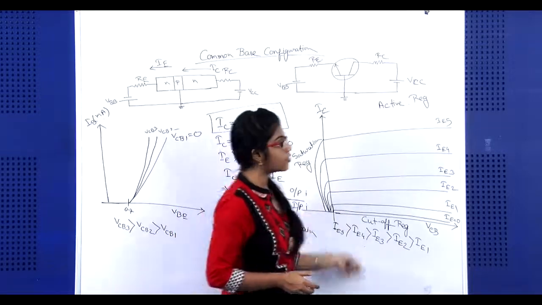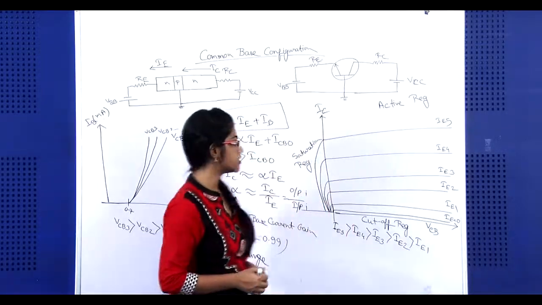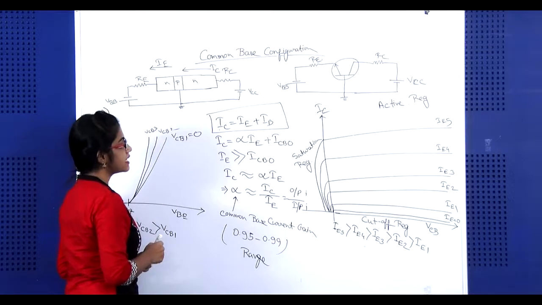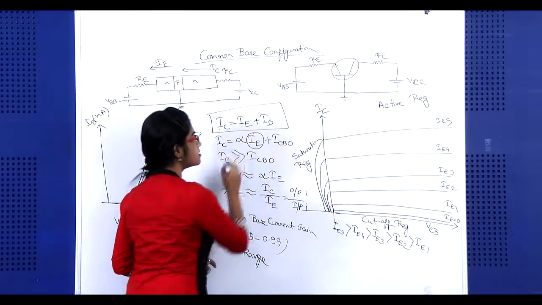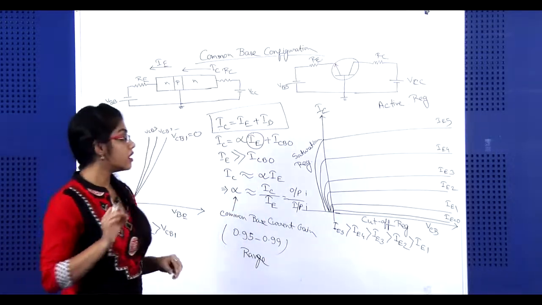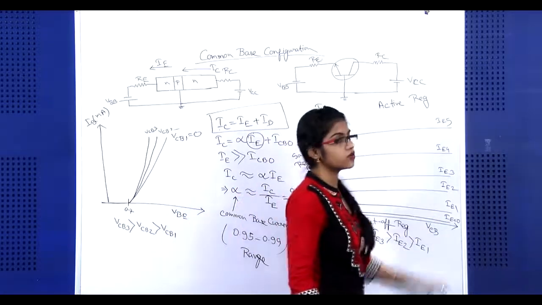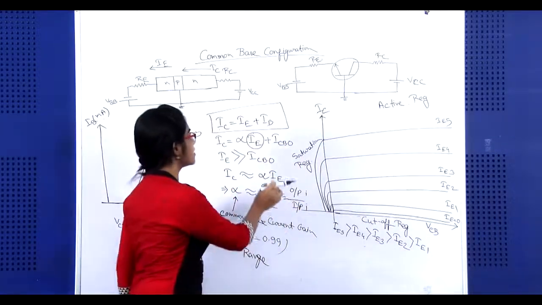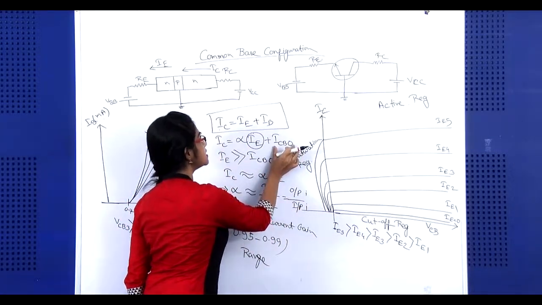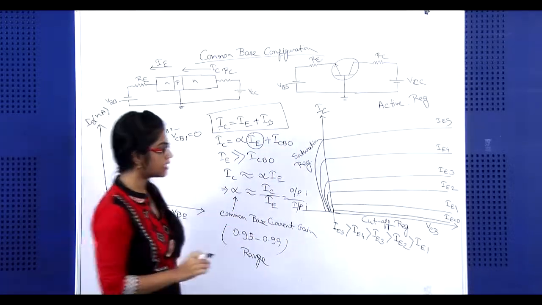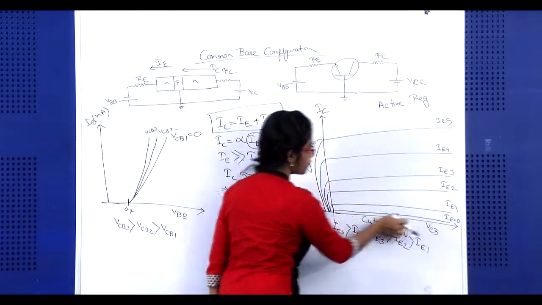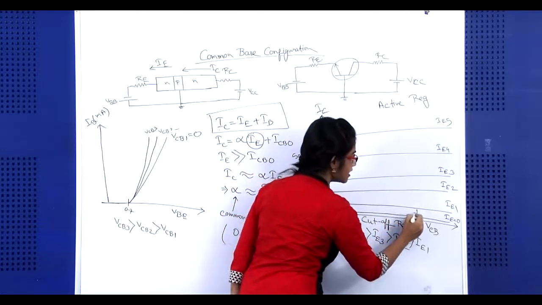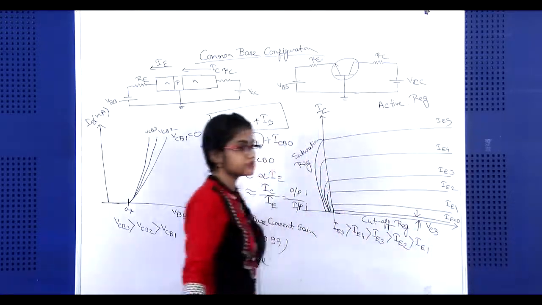So, this one is the output waveform of this common base configuration. From this equation we can say if IE value is negligible or IE value is equal to 0, then we will get a very small amount of current, that is ICBO, reverse saturation current. That is why we have drawn the waveform like this one. So, this one is a reverse saturation current.